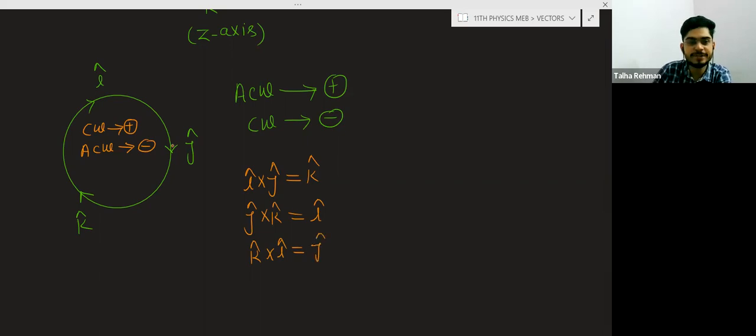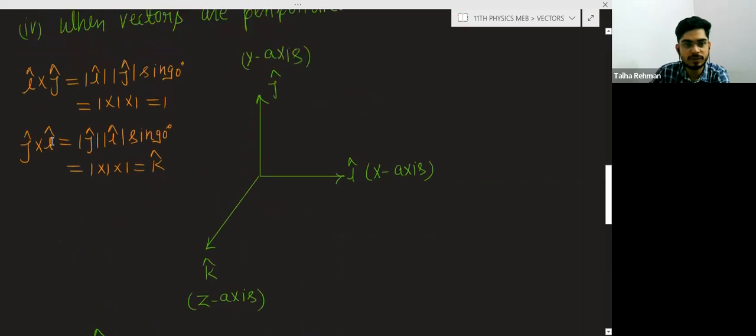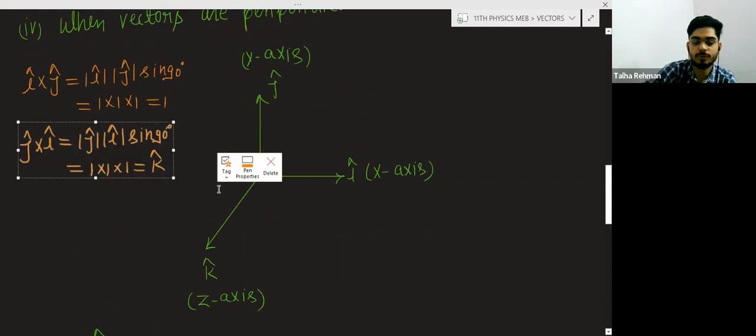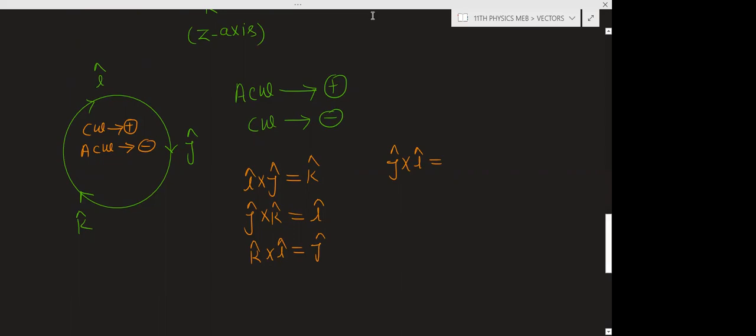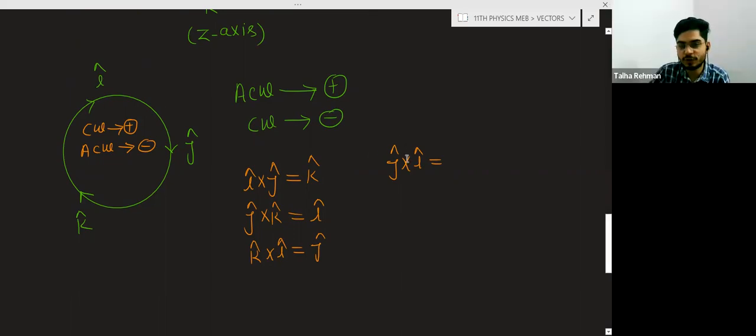Now if I want to find J cross I. Okay, here we have made a mistake. No problem, I will just explain. First see this. J cross I will be, you are going in the anti-clockwise direction. So this is J cross I. So J cross I will be K, but this time this will be negative of K.